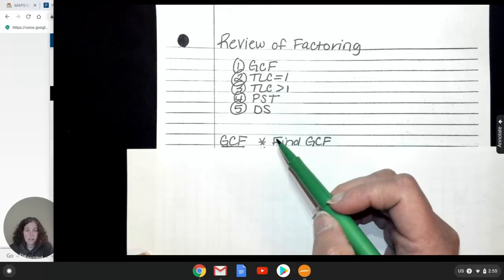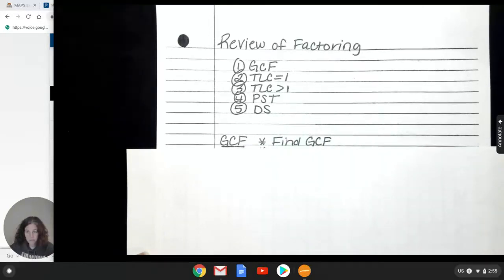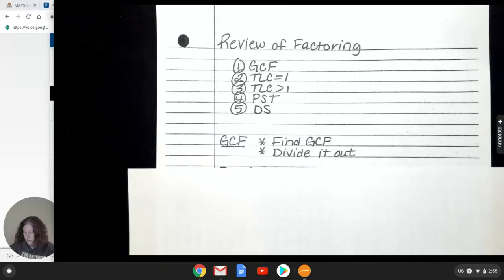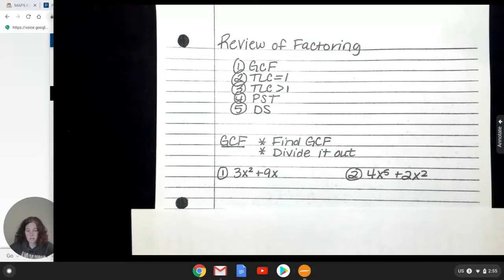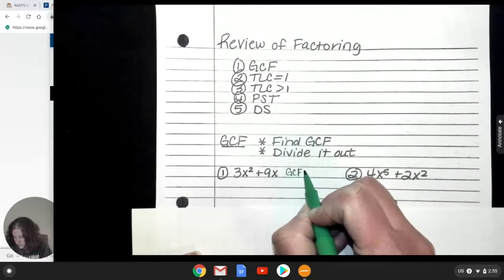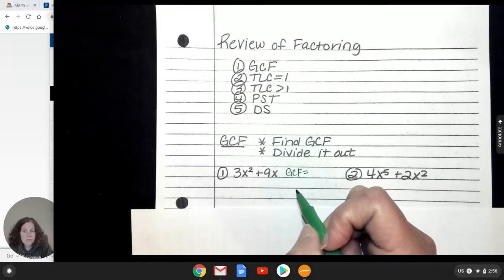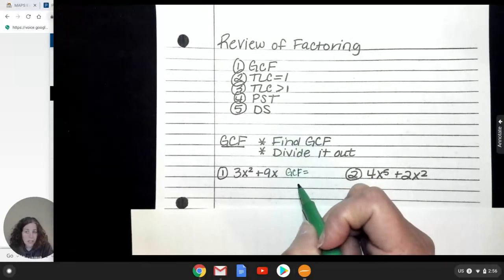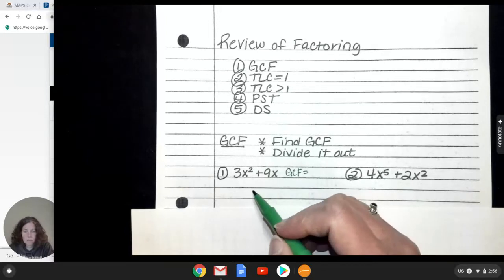In order to do that, of course, we have to find the GCF. Remember, the GCF stands for greatest common factor. And then we basically have to divide it out. Okay. So how this looks is this. So the first one here, we've got 3x squared plus 9x. And remember, at any time, if I'm going a little too fast, feel free to pause, get this written down, and then come back to it.